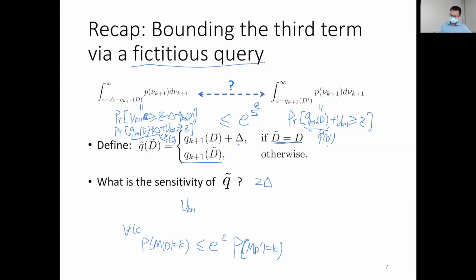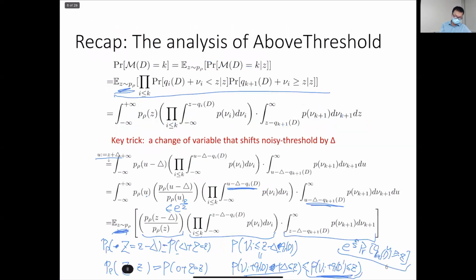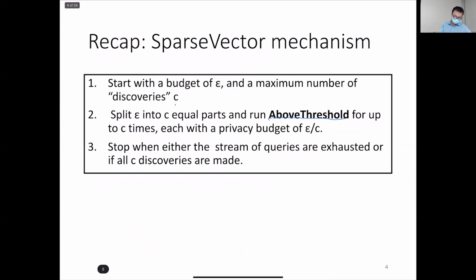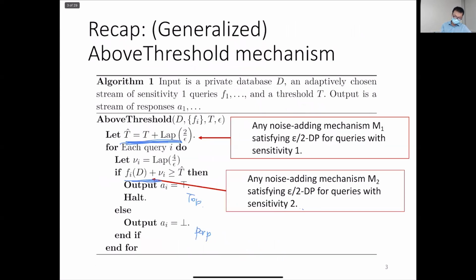How do I get e to the this one? Oh, based on the assumption that we are adding this noise, and this noise is coming from a noise adding mechanism that satisfies half epsilon DP with sensitivity 2, right? So that's coming from the definition and how the algorithm works.